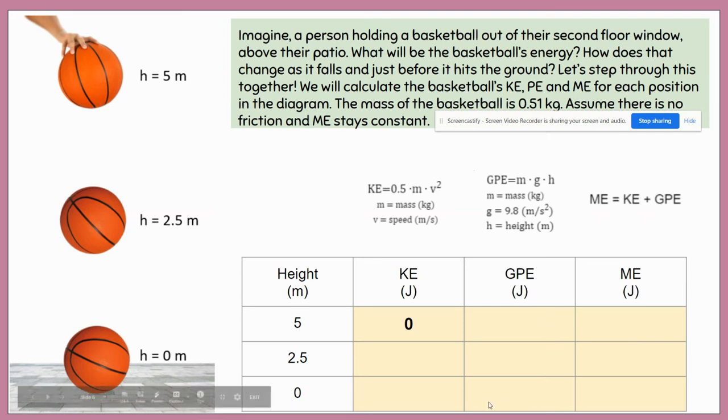We also know that when it falls, it gets to the bottom here, the height is 0, so our gravitational potential energy will be 0 over there.